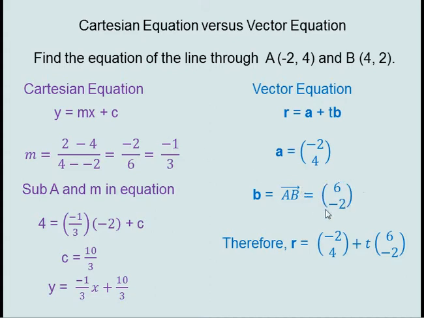This is a vector, not a fraction, so don't think of it as a fraction. Thinking of this as rise over run, this is run, rise. The gradient is the change in y over the change in x. The direction vector is the change in x, the change in y.